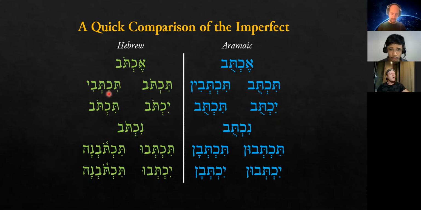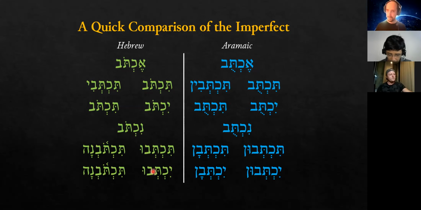And here this is very interesting, tichtavi in Hebrew. We sometimes have a nun energicum, I think we call it. It's added just to the end of it for no apparent reason. In Aramaic, it's exactly that form, tichtavin. Okay, so there's nothing really unpredictable here. We have this long form in Hebrew also sometimes, and that's how it appears in Aramaic. Echtov, echtuv. Nichtov, nichtuv.